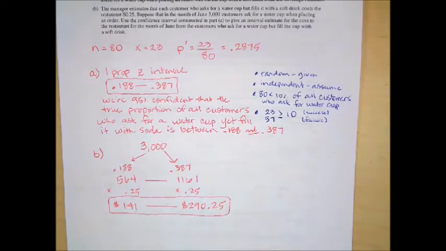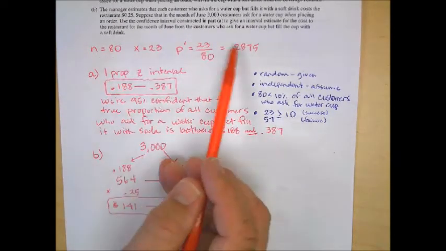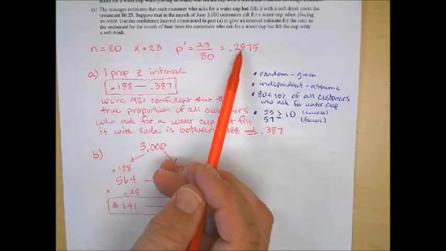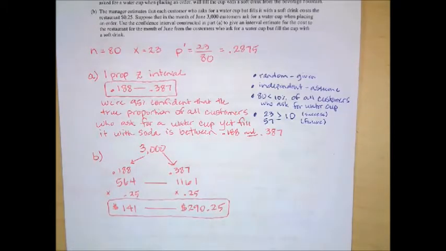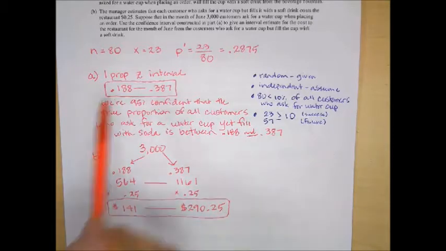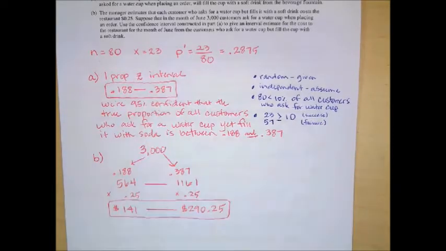Now, this is just information from the problem. That's what I like to do when I read a problem. I like to jot down the pertinent information. So for part A, they want a confidence interval to represent the population, so it is a one prop Z int. Just title your work, and you don't have to show any formulas at all. So you do a one prop Z int.